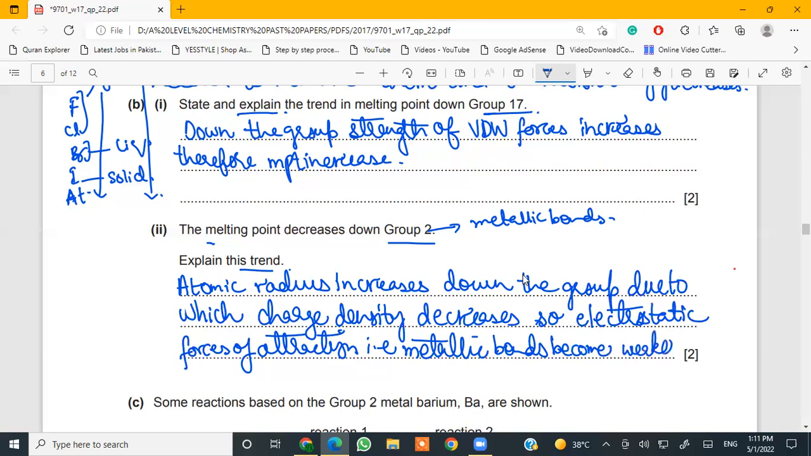So lesser energy would be needed to remove them, therefore the melting point decreases, okay? Electrostatic forces of attraction, metallic bonds, and you guys know what the metallic bonds are, right? They're in between the positive metal ions and the sea of delocalized electrons. They become weaker.